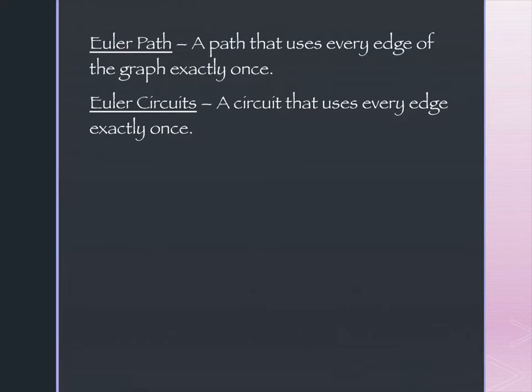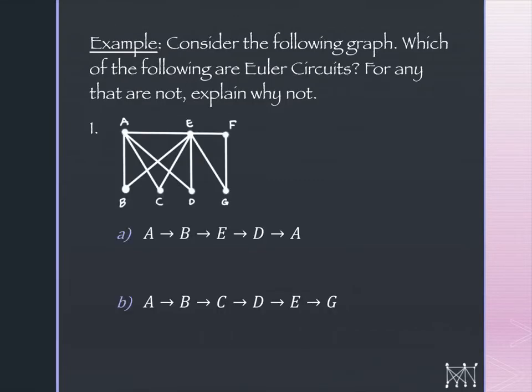So we're going to take a look at an example. You've got this diagram, and it's listing three of them, two of them on the screen. I'll drag this over to the other screen if it's not already there when we get to the third one. It wants to know which of the following are Euler circuits, specifically circuits. It does not ask us to find paths. It does not ask us to find walks, any of those kinds of things, just specifically circuits. And it says for any that are not, explain why not.